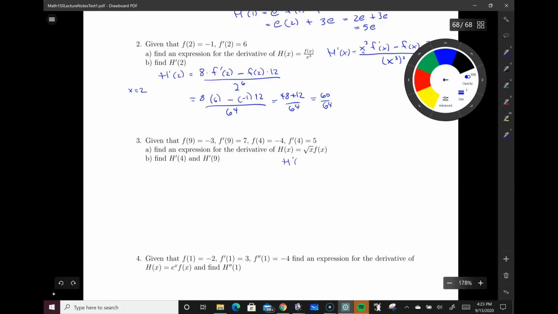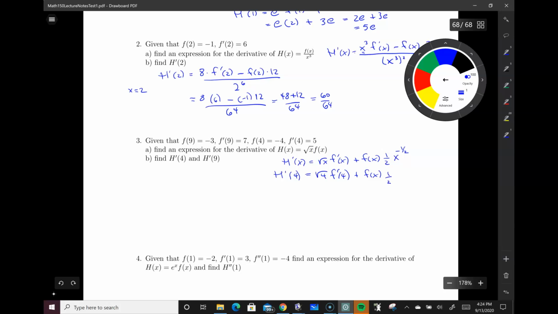So let's go find the derivative first. First d second plus second d first. You know that's x to the 1/2. So taking the derivative, I get x to the negative 1/2. So let's go find h prime of 4. So again, that means plug in x equals 4 everywhere. I'm just going to go slow.